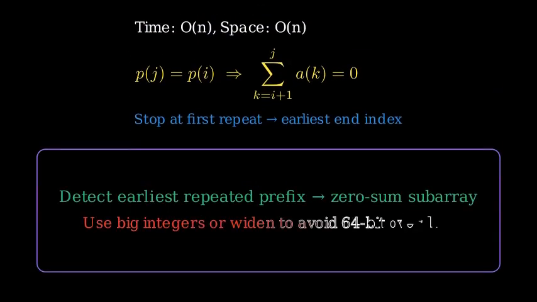Takeaway: track earliest index of each prefix. The first time the prefix repeats, you have found the earliest ending 0-sum subarray. Guard the addition to avoid 64-bit overflow, or use a wider integer type.